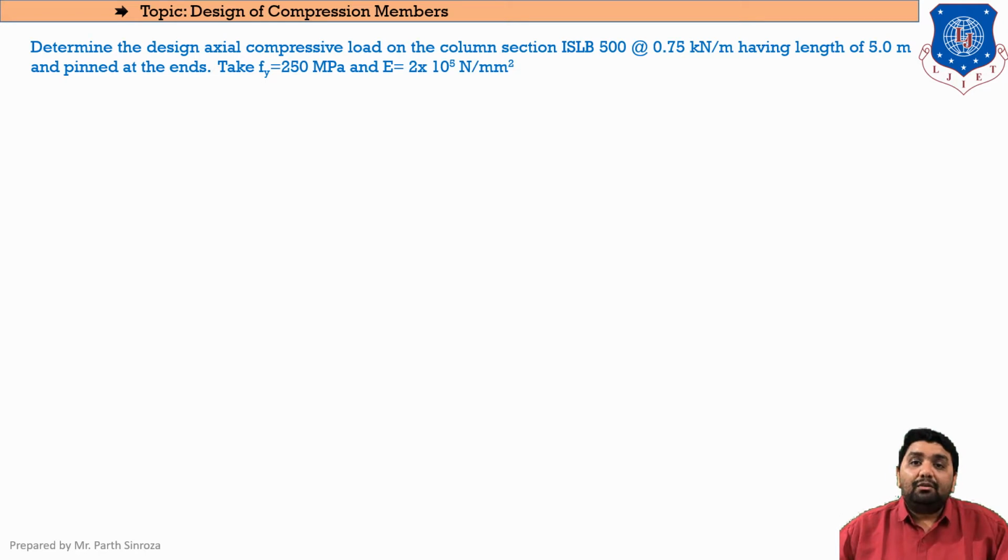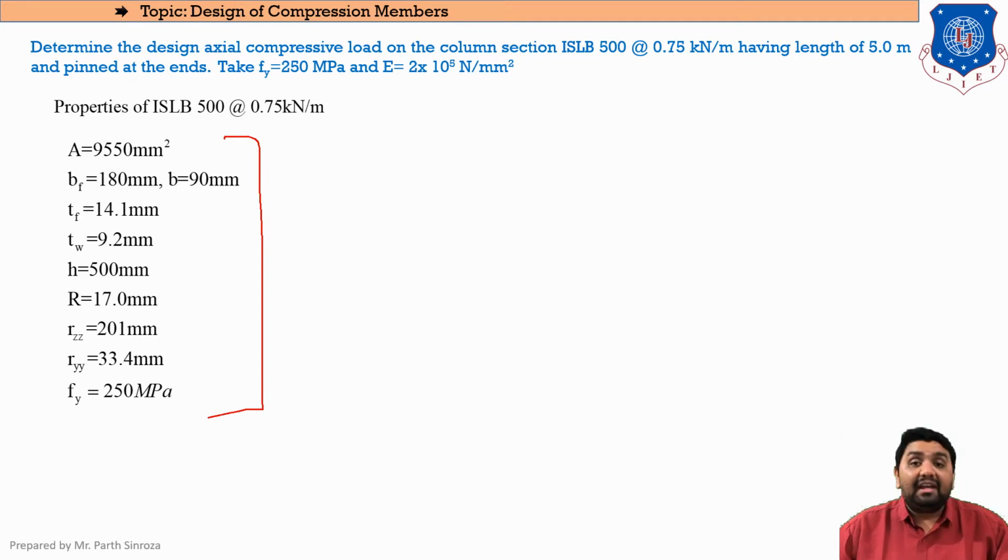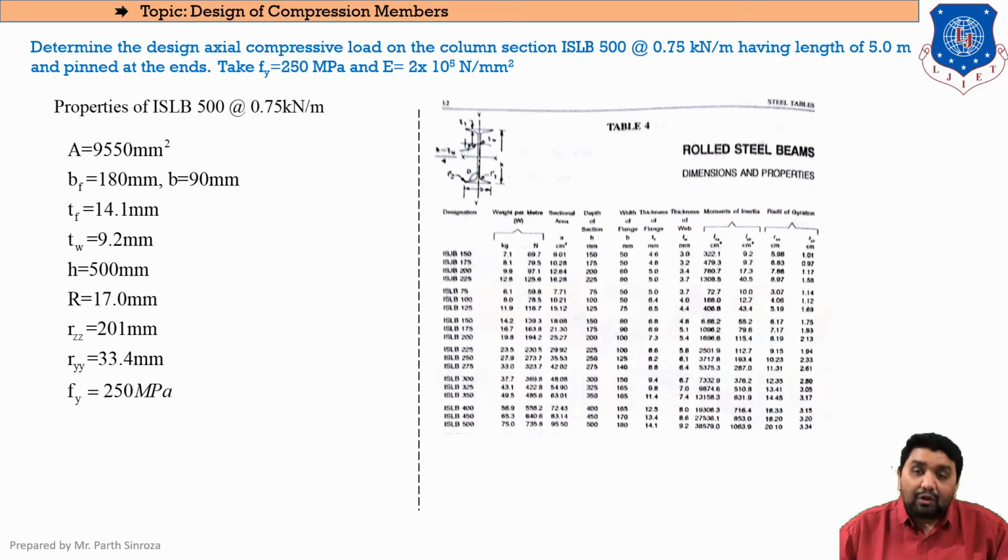Clear? So first we will be seeing the sectional properties for ISLB 500 at 0.75 kilonewton per meter. From the steel table we can obtain these properties. We will be needing every property. So from the steel table, as you can see here on page number 12, you always need to look at these figures. As it is given as I section, it is a beam. Whether the section is used in a column or a beam, it is referred to as a beam section. This is I sections, as you can see in the figure, and in this description various categories are mentioned that are prescribed by our Indian Standards.